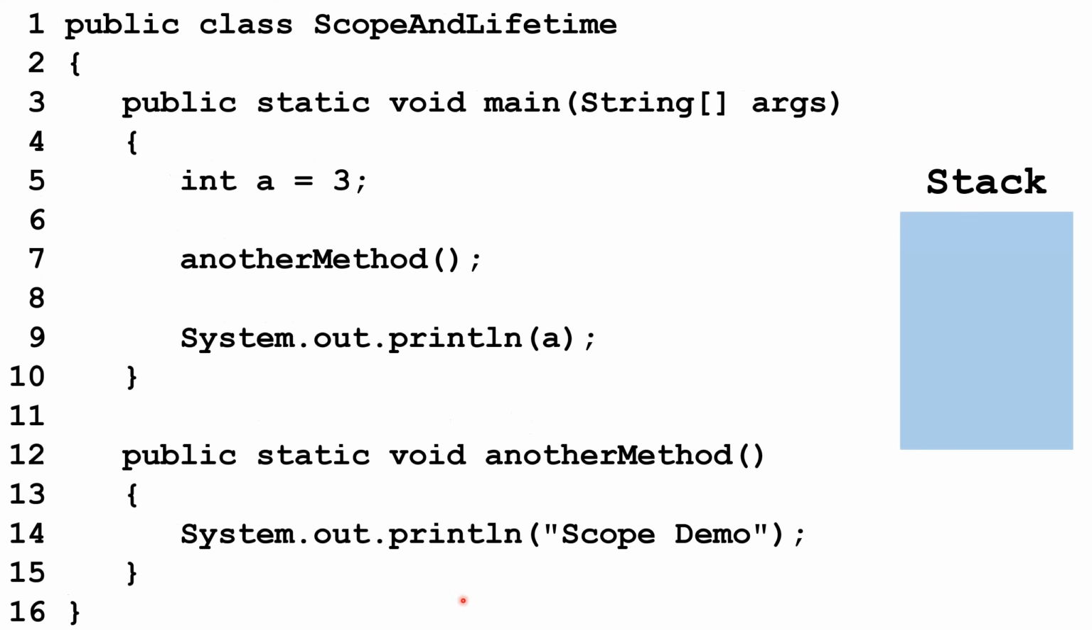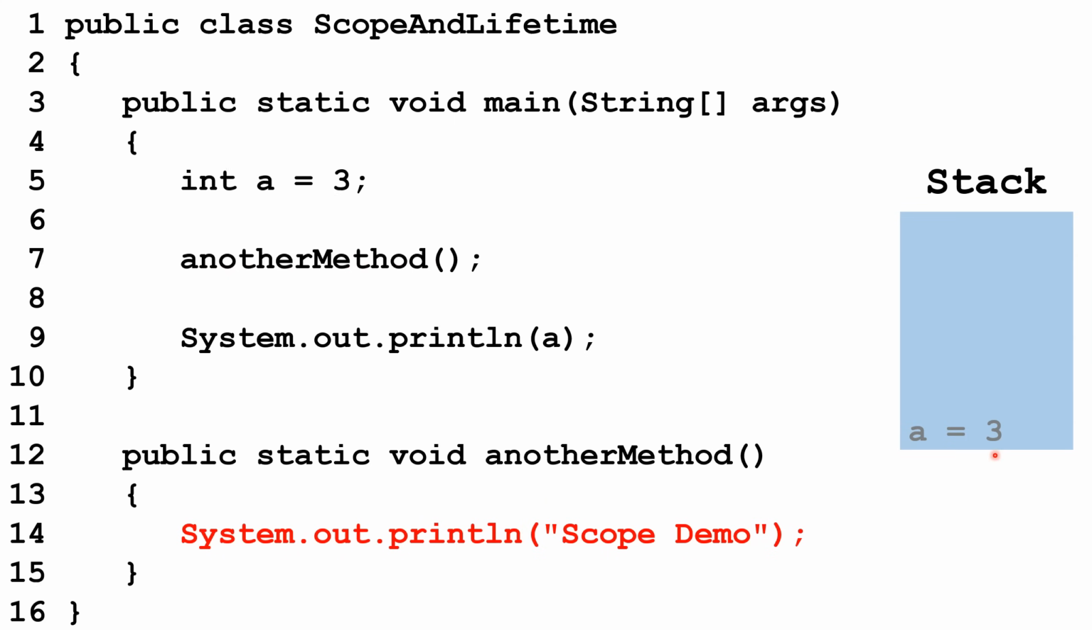Let's take a look at this other class. We have a main method and we have another method. We're going to start tracing it out. So we're going to declare a, then initialize a. So that puts a and its value 3 on the stack here. Now we're going to call another method, and when another method runs, it'll run this code inside.